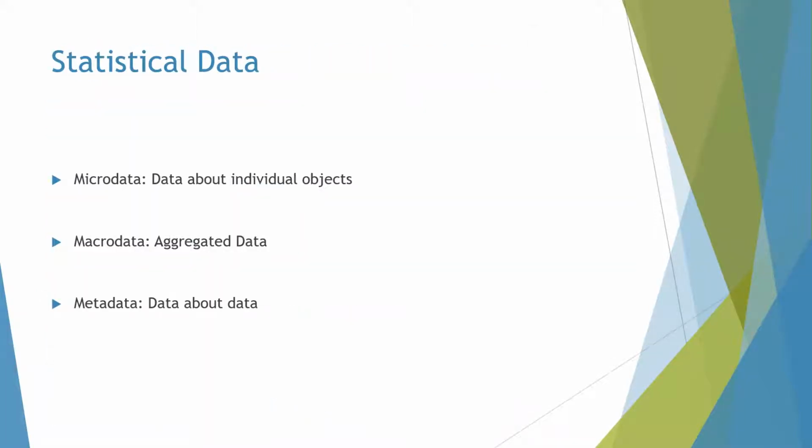Statistical data mainly consists of three types: microdata, macrodata, and metadata. Microdata is the data about individuals. For example, a person's details like email, first name, last name, age, etc. Or a single person's channel preferences. Example, some persons prefer Facebook Messenger over WhatsApp or other emails.